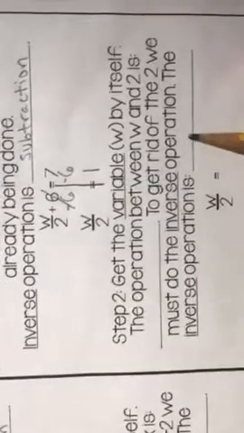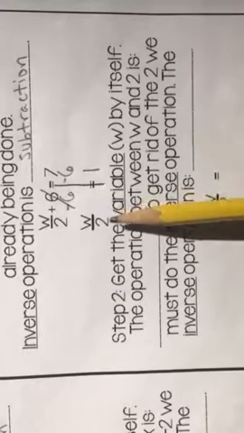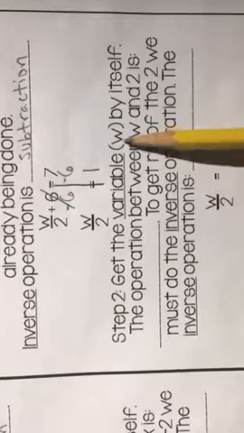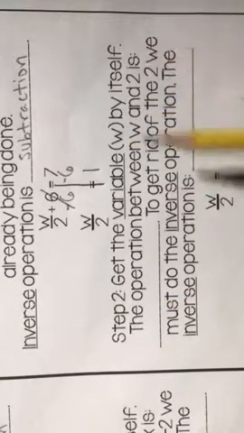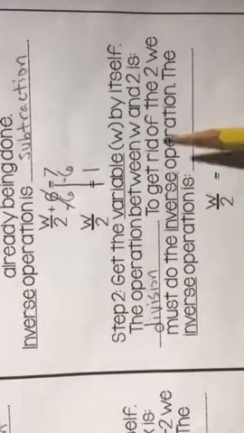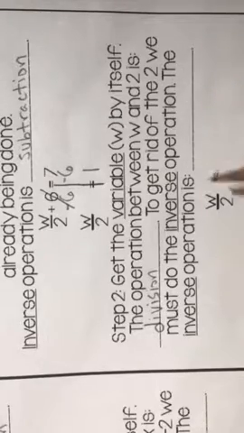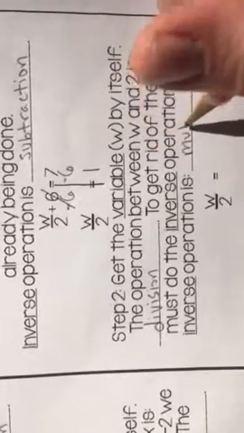Now let's look at step 2. Now that I have the term with the variable by itself, w over 2, I need to now get that variable w by itself. And the operation between w and 2 right here is division. Well, to get rid of the 2, we must do the inverse operation. And the inverse operation of division is multiplication.